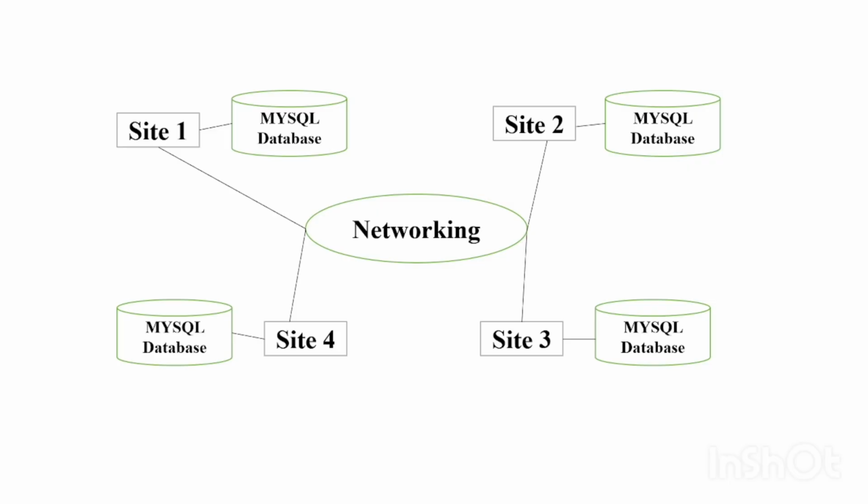Let's imagine a bank with branches in multiple cities. All branches use the same banking software, the same type of database, and the same structures. If you check your balance, it does not matter which branch you go to. You get the same data everywhere. If you go to site 1, you get the data; if you go to site 2, 3, or 4, you get the same data.